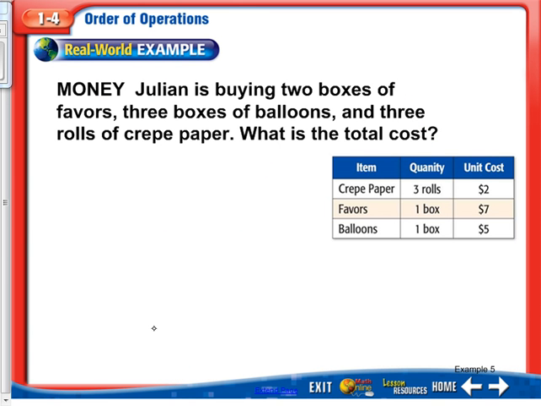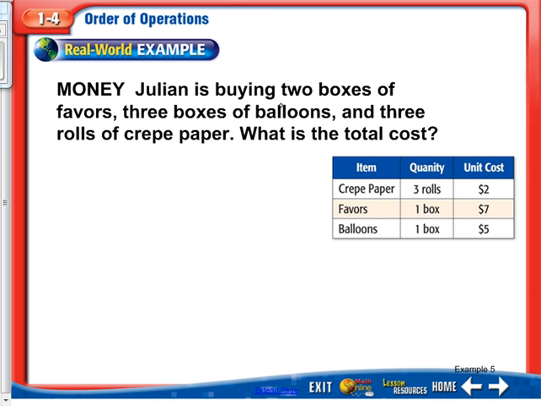All right, a real world example here, some word problems. Money. Julian is buying 2 boxes of favors, 3 boxes of balloons, and 3 rolls of crepe paper. So what's the total cost here? Okay, so let's keep track here.